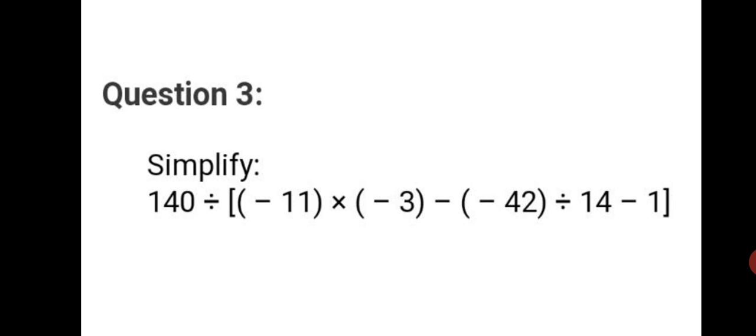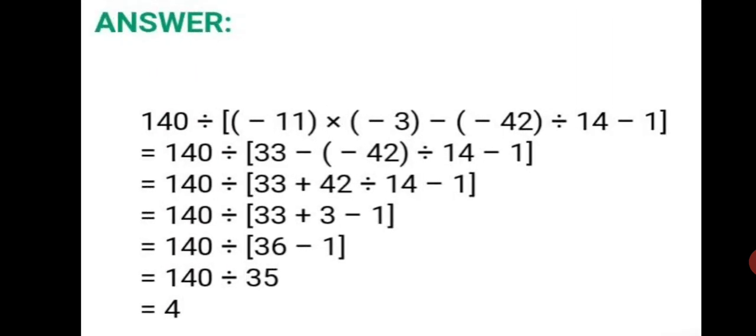Now looking at this, so many numbers, you don't have to worry at all. First things first, solve the innermost brackets. So 11 into 3 is the innermost bracket, and then we will solve minus 42, which will become plus 42. It's that simple. So let's go to the answer. The question is 140 divided by [minus 11 into minus 3 minus minus 42 divided by 14 minus 1].